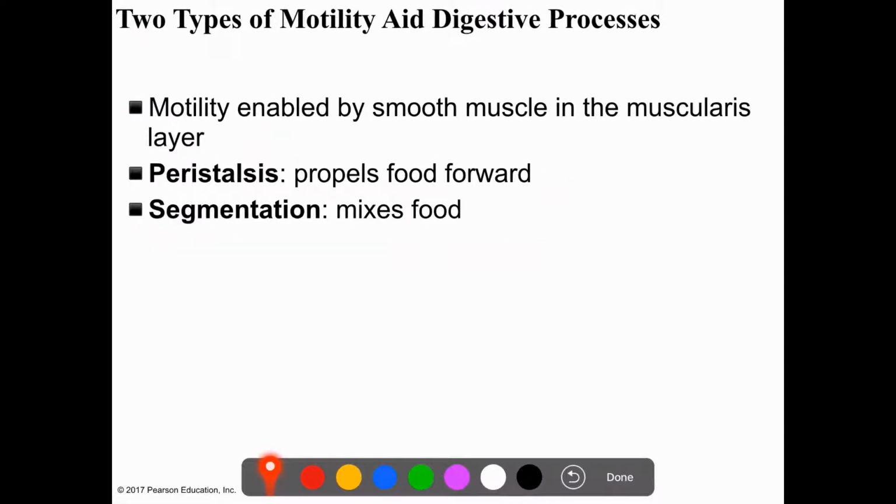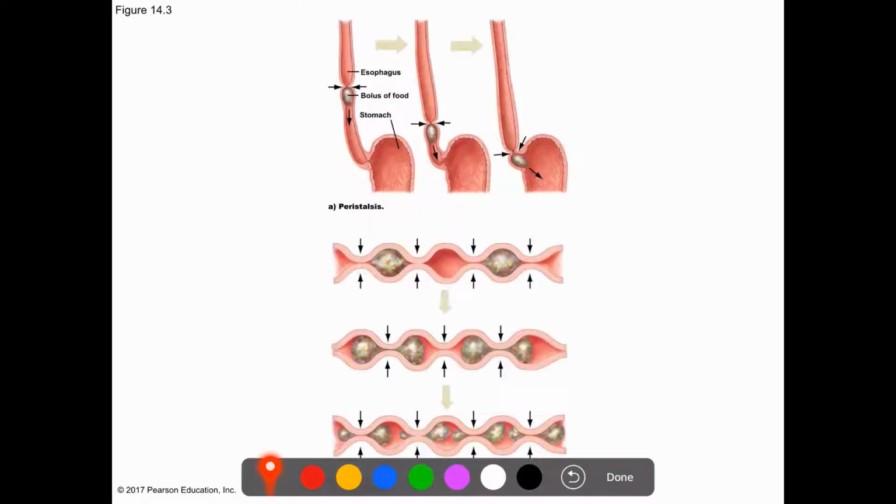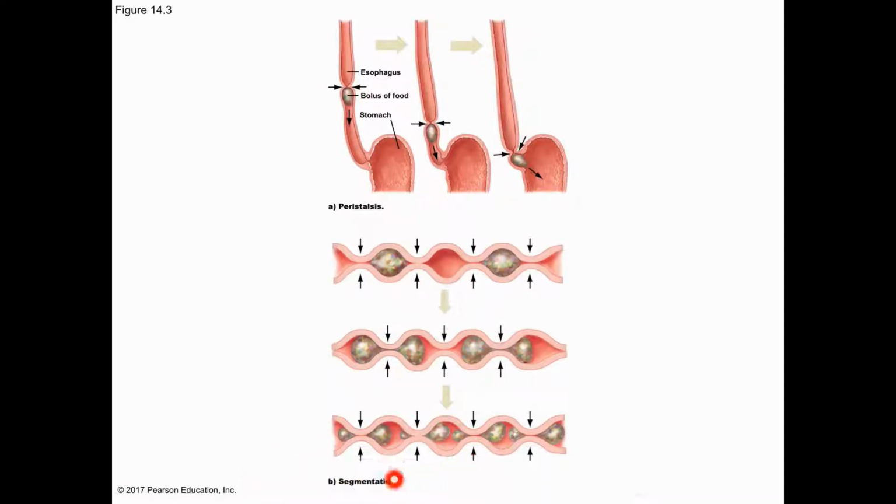Now, the food itself is pushed through the tract by 2 methods. The first one is called peristalsis. This propels the food forward, and then segmentation, which is mixing the food. This is peristalsis, pushing the bolus of food, or the bite of food, for example, through the esophagus toward the stomach. Then we have segmentation. As you can see, this is the food. We break it into two parts, then into two parts again, mixing and remixing it. That is the segmentation.